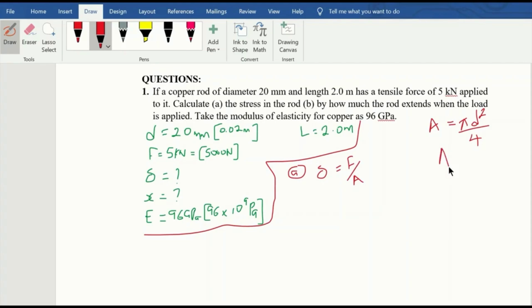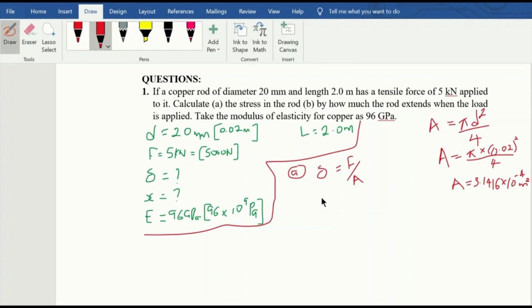So therefore my area is equal to pi times my diameter, 0.02 squared, divided by 4. So when you put this in your calculator, we should get 3.1416 times 10 to the minus 4 meters squared. So that is our area.